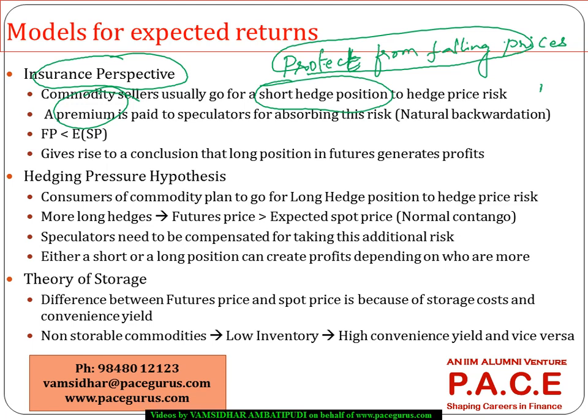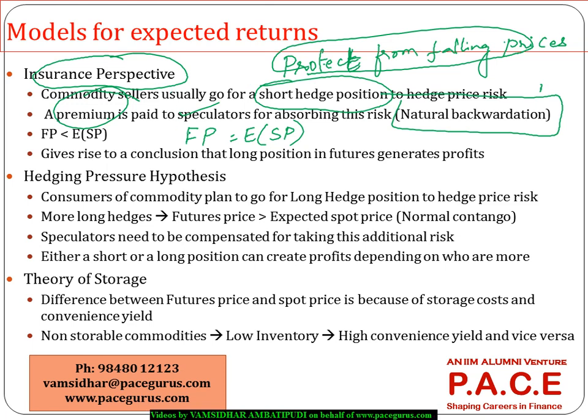So the futures price will be slightly lesser than the expected spot price, which will create a kind of natural backwardation in the market, because as per the parity theorem, futures price should be equal to the expected spot price. But because of the insurance kind of model that is being sought by the commodity sellers, what we see is the futures price will be slightly lesser than the expected spot price, which means getting into a long position in the commodity futures can always generate considerable profits.